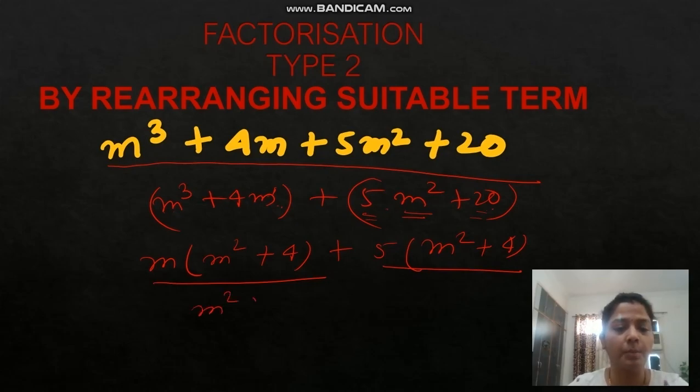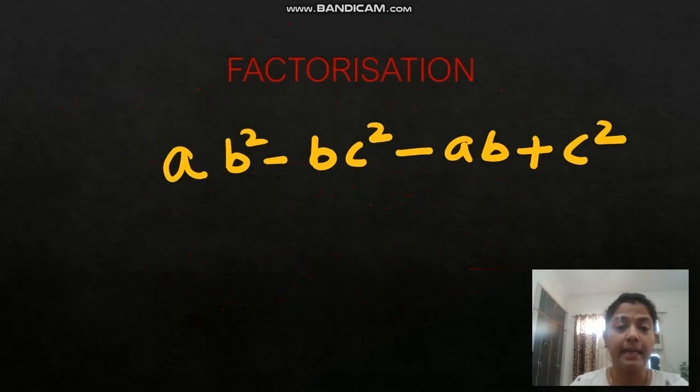So it will be m square plus 4 taking common. So what is left behind? M plus 5. So this will be your answer. Let us take one more example. AB square minus BC square minus AB plus C square.